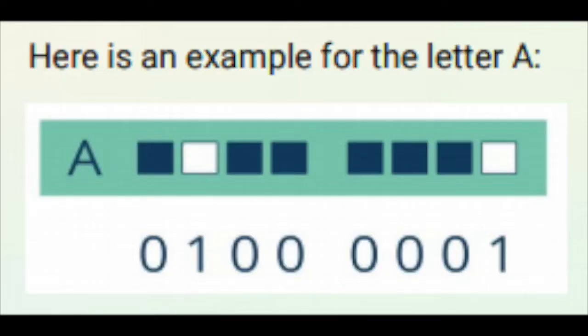Here's an example for the letter A in binary code. We will be using the squares that you see in the picture to show the letters that we will be working on. So we will color in blocks that are supposed to be 0, and we will not color in blocks that are supposed to be 1. If you get confused, you can always come back to this part of the video.